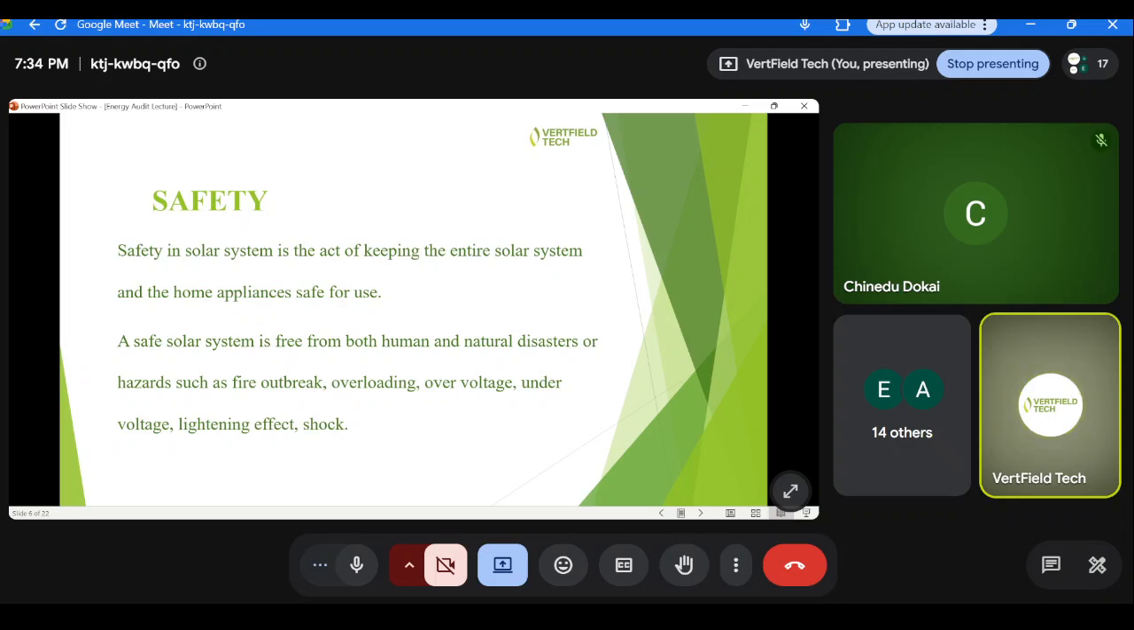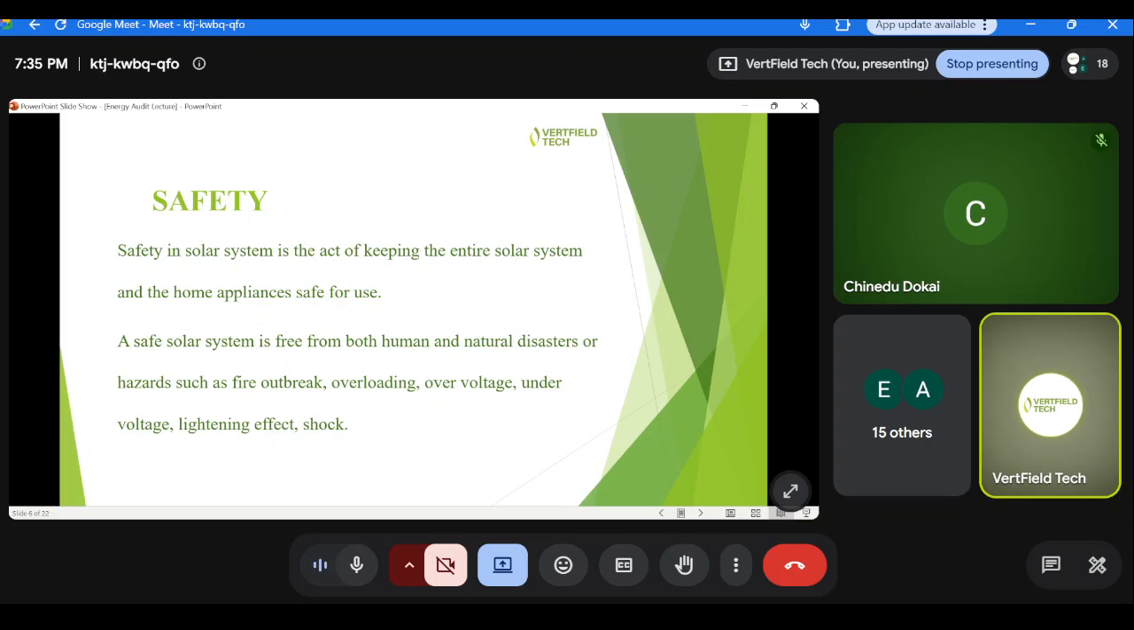So now, safety, like we said, solar system safety. When we talk about safety in a solar system, we are technically or practically trying to say that you must keep the entire solar system safe, your home appliances safe, and the managers or the end users of that machine safe as well.